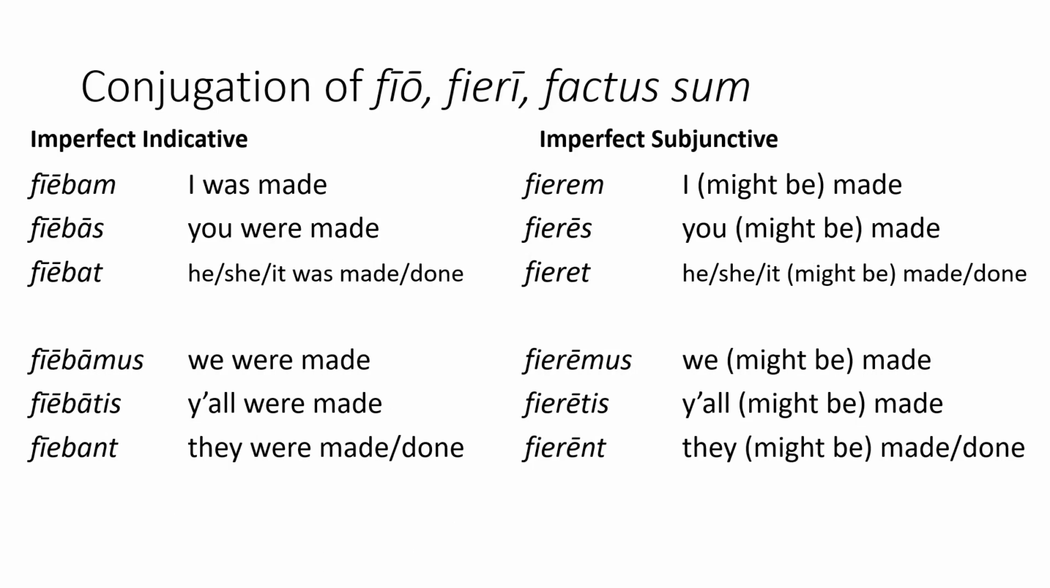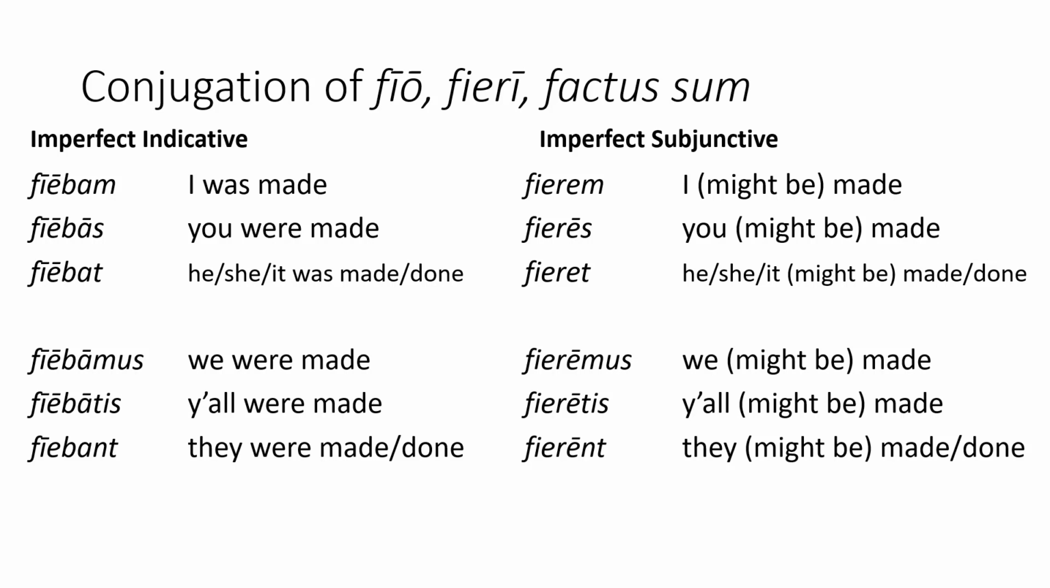Now for the imperfect in the indicative and subjunctive. Let's start with the indicative. Fiebam in the first person singular, fiebas in the second person singular, fiebat in the third person singular, fiebamus in the first person plural, fiebatis in the second person plural, and fiebant in the third person plural. It is translated as I was made, you were made, he, she, it was made or done, we were made, y'all were made, and they were made or done.